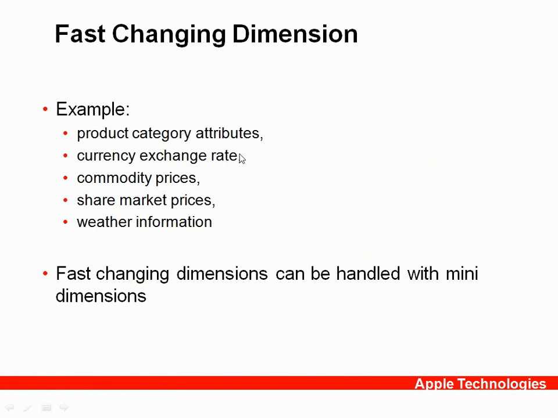Okay, so the best examples of fast changing data are currency conversion, share market prices, and weather information. We are building a dimension table for the currency conversion rate. I have some rupees and want to convert them to US dollars, or I have some US dollars and want to convert them to Indian rupees. This conversion rate sometimes changes 10 times in a day, sometimes once in a day, but nobody can predict it. It will keep changing.